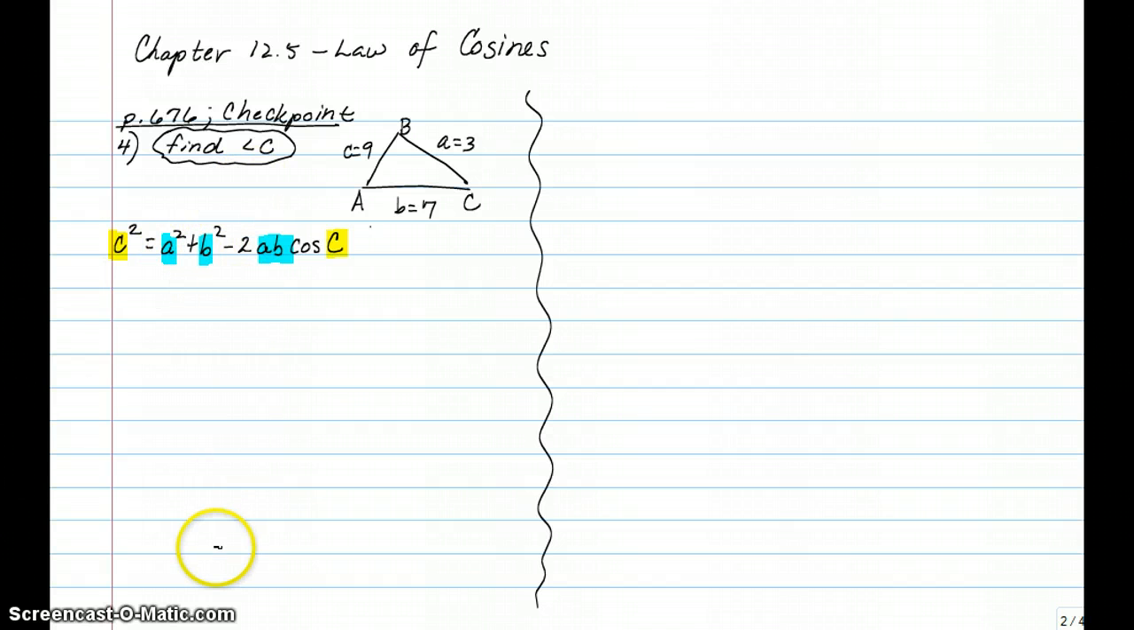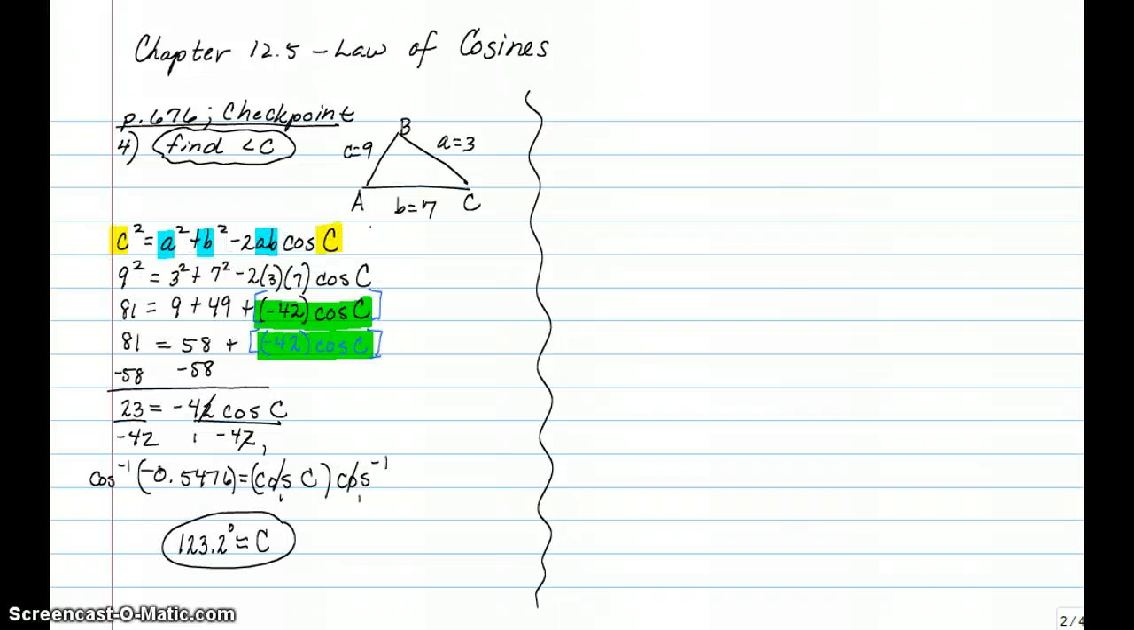I want you to try the whole problem. Make sure that you show all the inverse operations, the properties of equality correctly, and then when you're finished, I want you to turn it back on and check your answer. Okay, so we substituted 9 for C, 9 squared. A is 3, so 3 squared. B is 7, so 7 squared. Minus 2 times 3 times 7 cosine C.